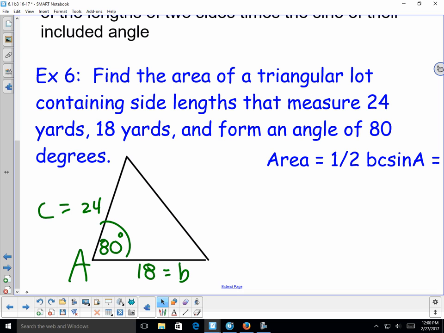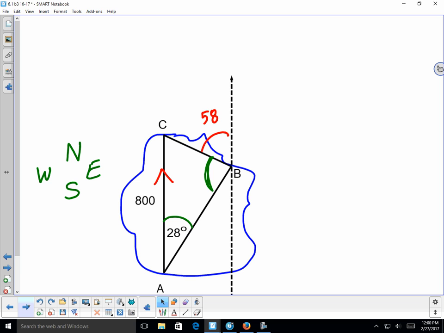I got 212.7. People agree with that? All right, so 212.7, and what units would we be talking about? Yards squared, right? Because we're talking about square units, we're talking about area.